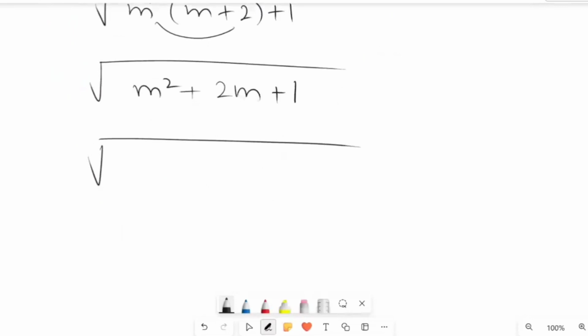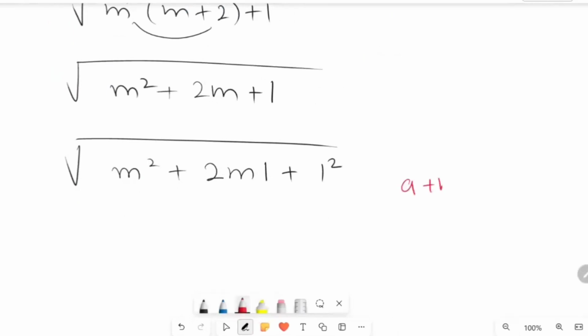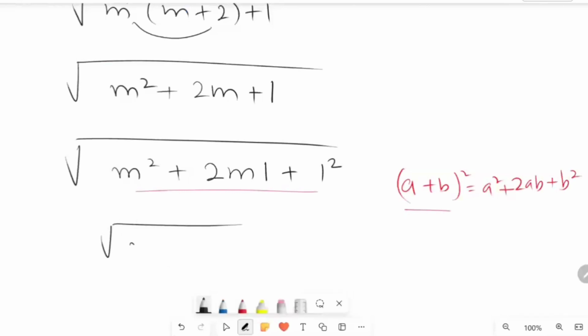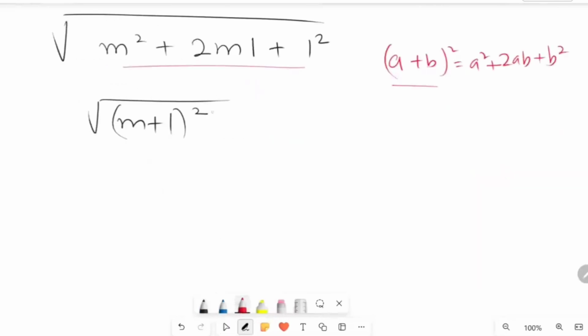Next, I'm going to write this expression in this form: M squared plus 2M times 1 plus 1 squared. So this is the algebraic identity, that is (a plus b) whole squared equals a squared plus 2ab plus b squared. So this whole expression turned to this form. So we will get (M plus 1) raised to the power 2. Now here this 2 and the root will get cancelled. So the remaining value we have is M plus 1.